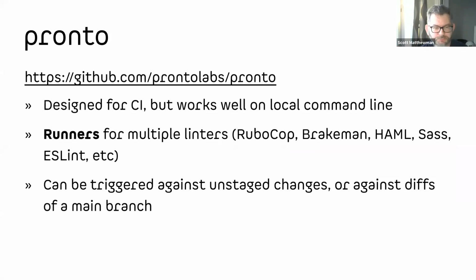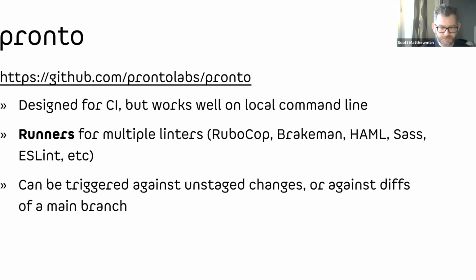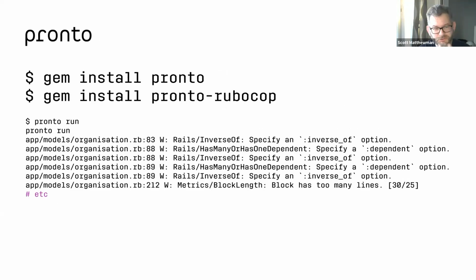And you can point Pronto either towards changes locally that haven't been staged yet, or it can do a diff against particular commits or on particular branches. You basically just call Pronto run, and it will give you a list of all the violations on files and lines that are affected by your commit. So that's one really useful way.